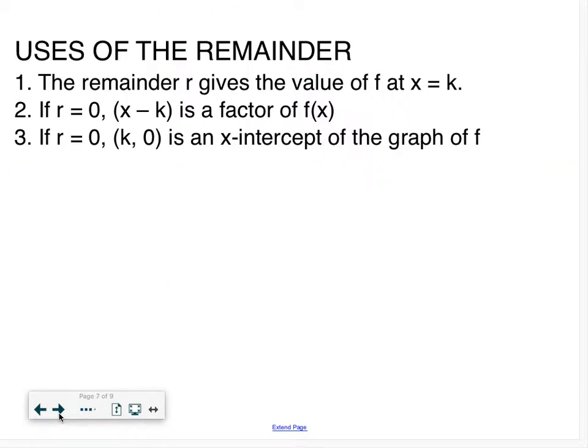So let's just kind of summarize here how we can use the remainder theorem. And you have all of this written down. Don't feel like you need to rewrite it. But first of all, when we do synthetic division, our remainder gives us our y value. More specifically, if that remainder is 0, we have found a 0, aka x-intercept, and we have found a factor, x minus k.